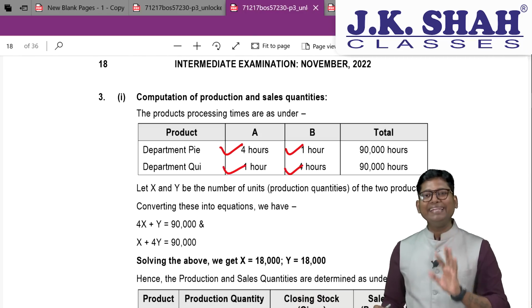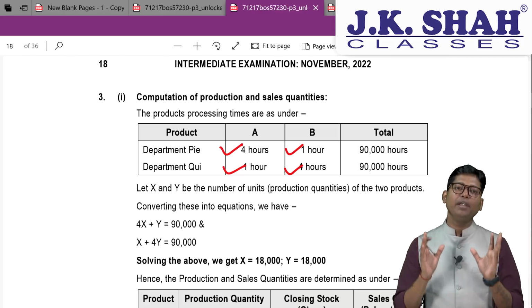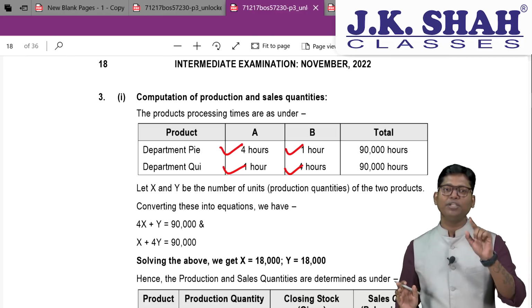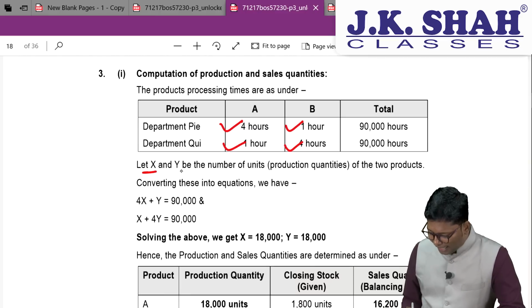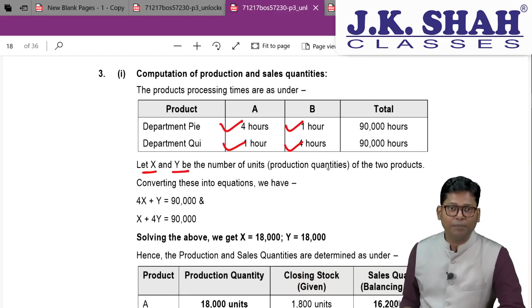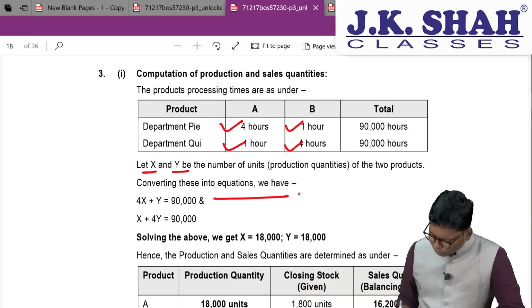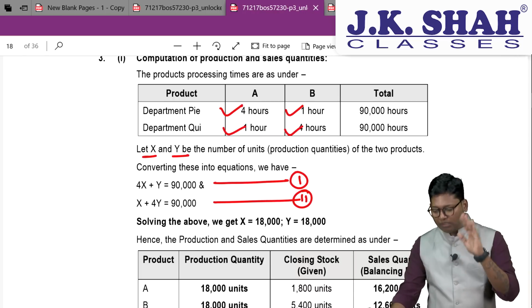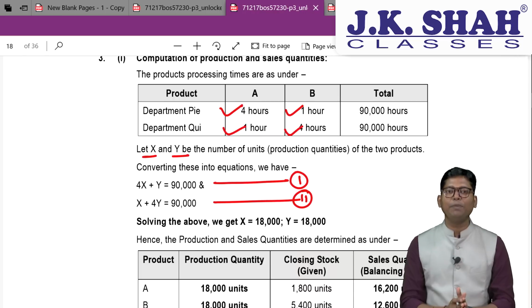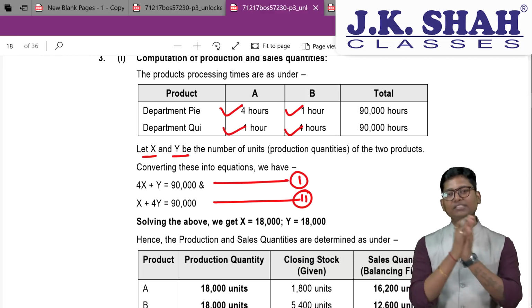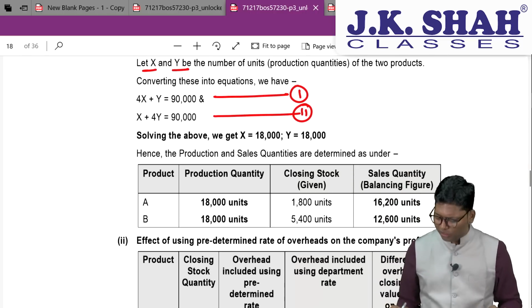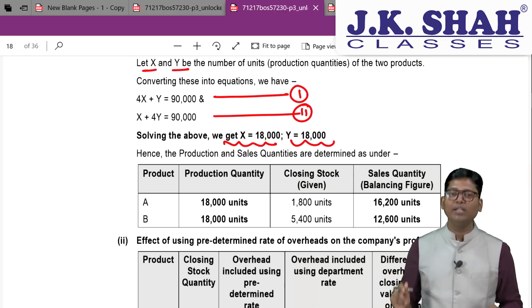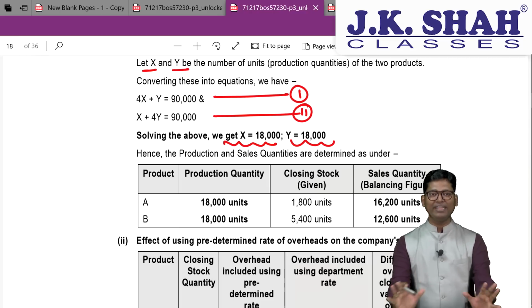Correct? And 90,000 total hours are spent in department Pi and department Q. This 90,000 information was given in the first table of the question. So this much information is available with us. They have assumed X and Y quantities for the two products and formed equation number 1 and equation number 2. Now 4x plus 1y equals 90,000 for the first department, and 1x plus 4y equals 90,000 is equation number 2. When you solve these equations simultaneously, you get x and y equal to 18,000 units. It is a very simple calculation.